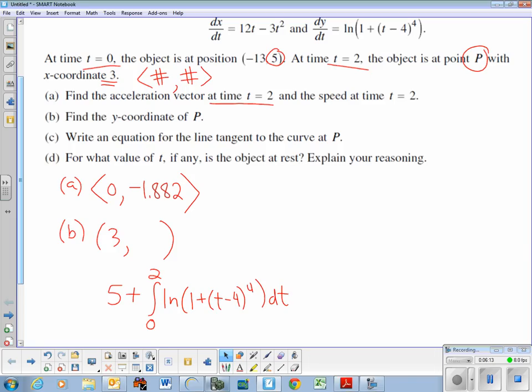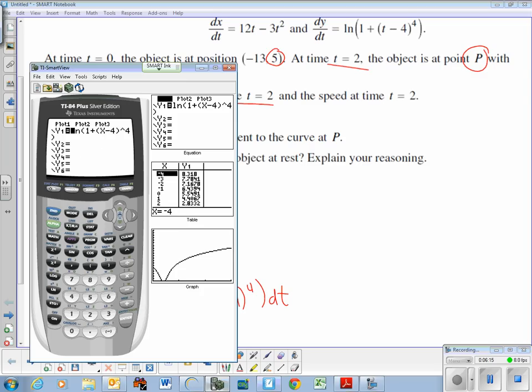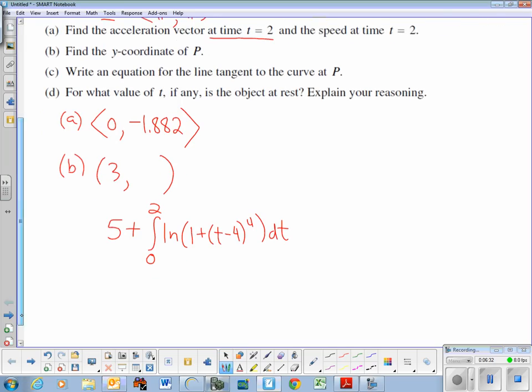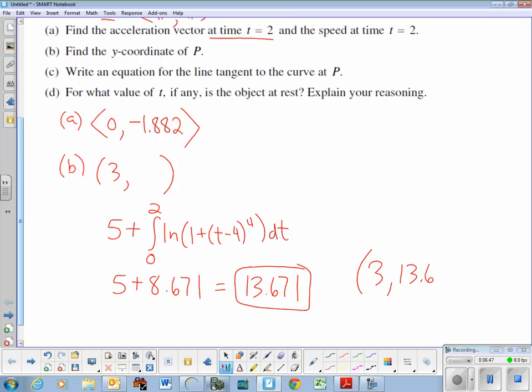In my calculator, it's good that I have this function still in there. If I integrate this from 0 to 2, which I can do in this way, I've already got it typed in, from 0 to 2, it gives me an integral of 8.671. That means I changed 8.671, giving me a position of 13.671 in the y direction. So the coordinates are 3, 13.671.